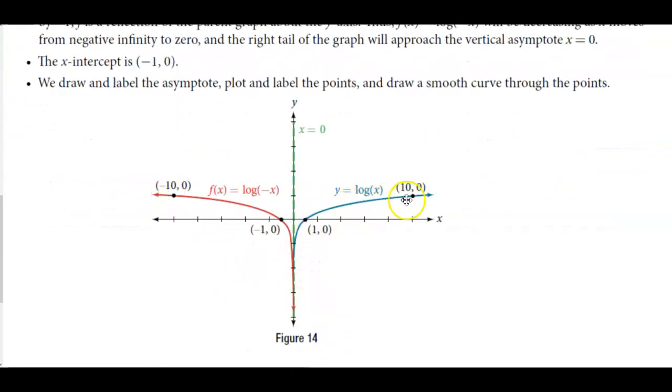So this is the parent function. We have an x-intercept of 1, 0, and then we have another point on the graph, which is 10, 0. So now reflecting it, we get negative 1, 0, since the x-coordinates have to change to opposite signs. We have negative 10, 0, and you can see it's a decreasing function.